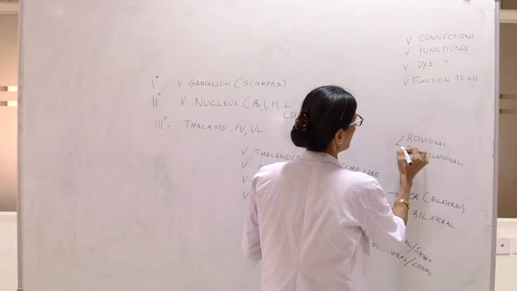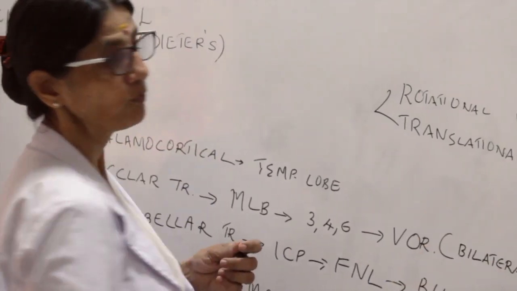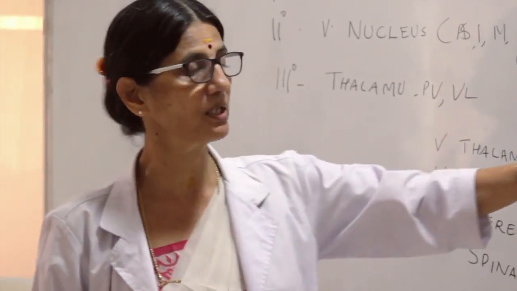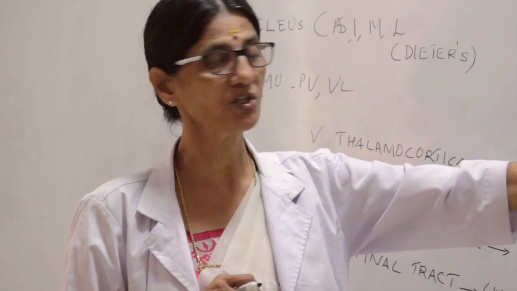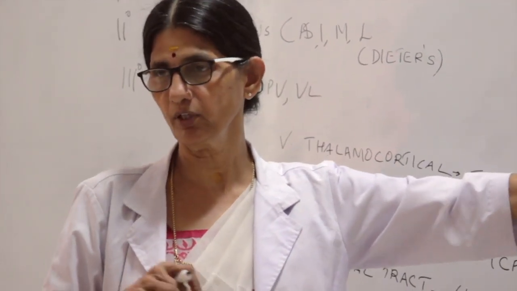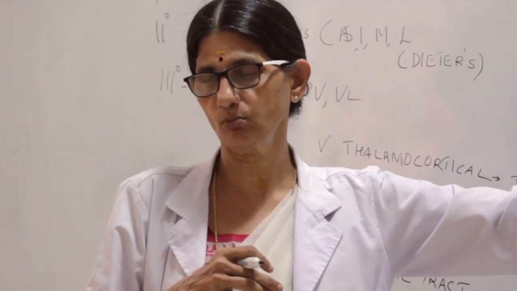So there are two types of vestibulo-ocular reflex. Whenever the movements are detected by the semicircular canals, that will trigger the rotational type of vestibulo-ocular reflex, and whenever the movements are detected by the maculae of the utricle and the saccule, that will give rise to the translational type of vestibulo-ocular reflex.